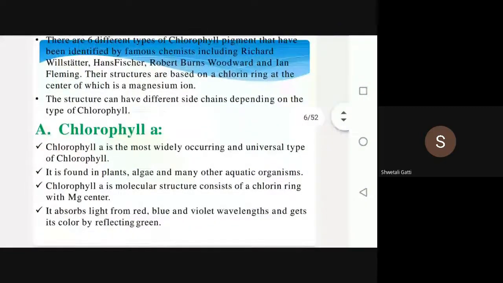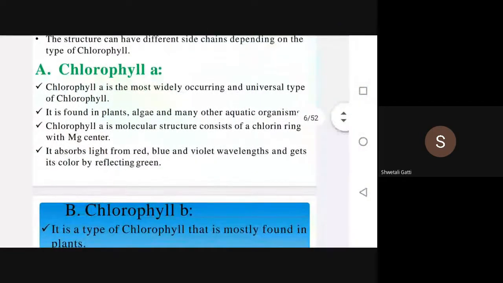Then we come to the different forms of chlorophyll. The most important forms of chlorophyll that we mainly use in food products are chlorophyll A and chlorophyll B. Sometimes it is available as a mixture as well. What are the sources of chlorophyll A and what are the sources of chlorophyll B?